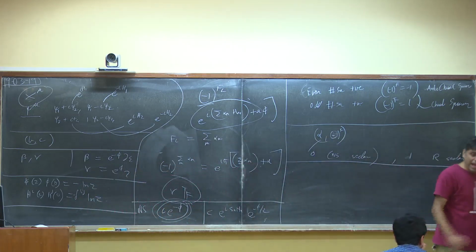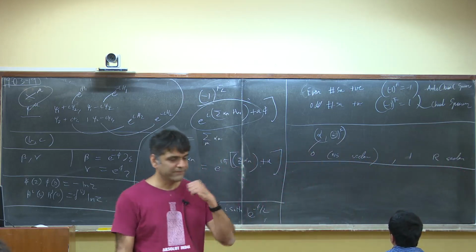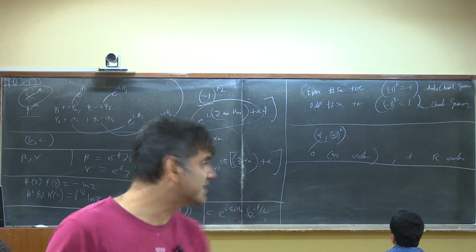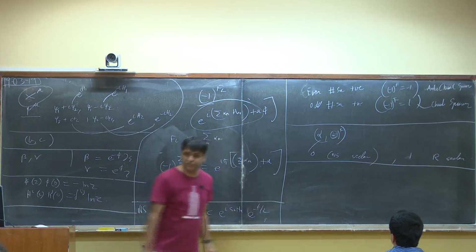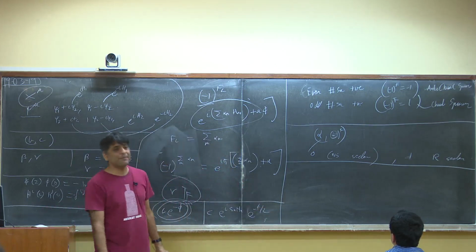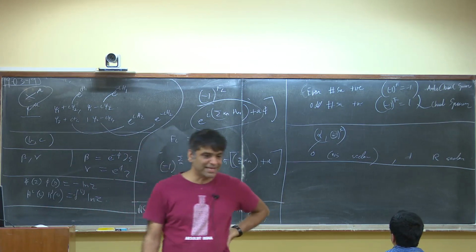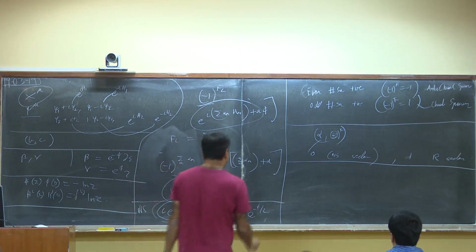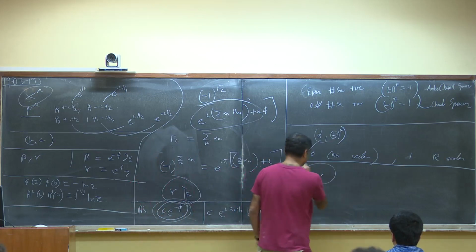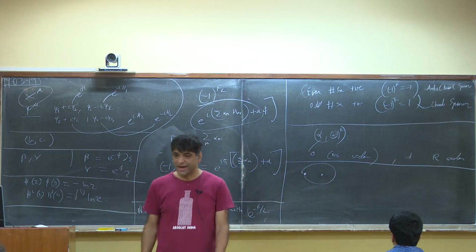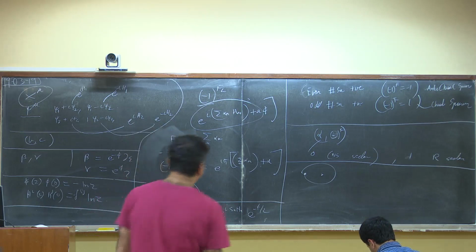Now, I'm going to try to understand when this happens. So the question I'm going to ask is this. Let's start slow so that we build it up intuitively. First, just in the matter sector. Just in the matter sector, I'm going to ask, if I take an operator around another operator, what phase do I get?